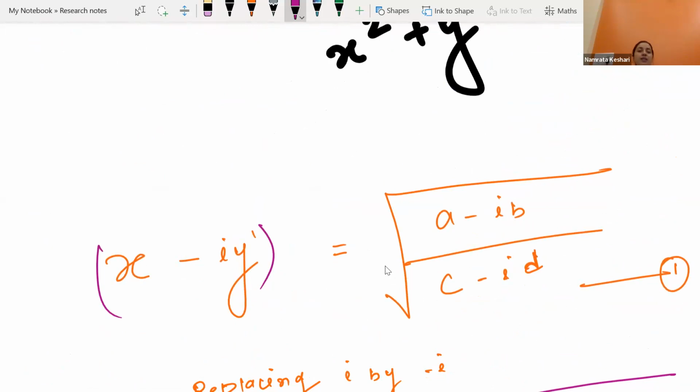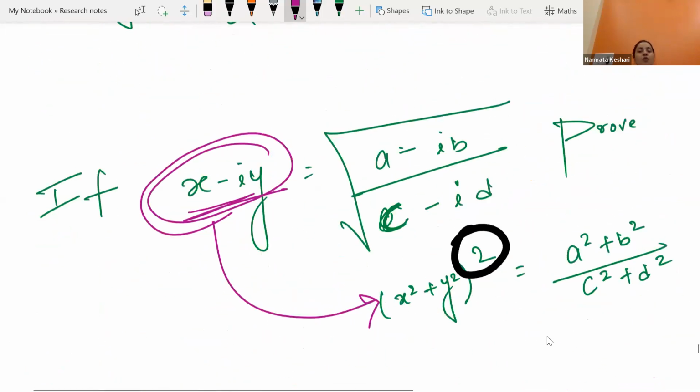minus ib, c minus id, under root and all. This was given to us. Okay, and this is what we are supposed to prove. Now we are thinking, just by looking at the proof, what can be done over here? So the right side completely we are not getting.